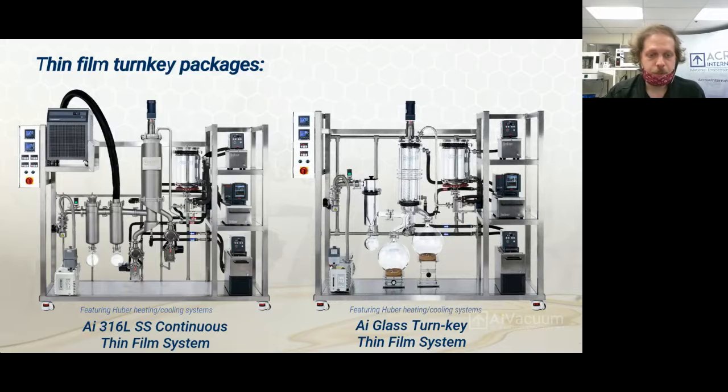Both of these systems feature Huber heating and cooling systems. And in general, those Huber heating and cooling systems will have a 4-year warranty. So great warranty on the recirculators, which in general are the heart of the system. The vacuum certainly is important, and those don't come with the same 4-year warranty, but are easy to maintain typically, and so won't necessarily be items that you're missing the maintenance warranty so much on.